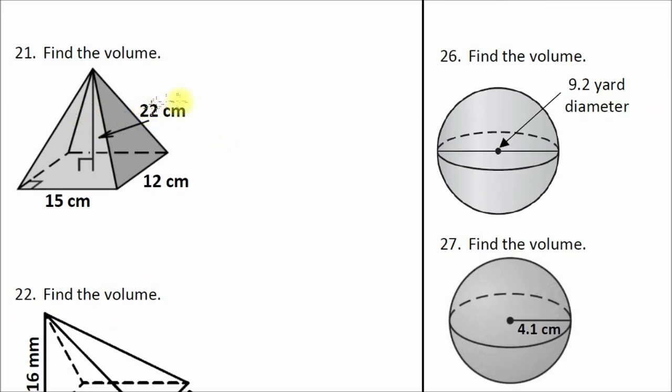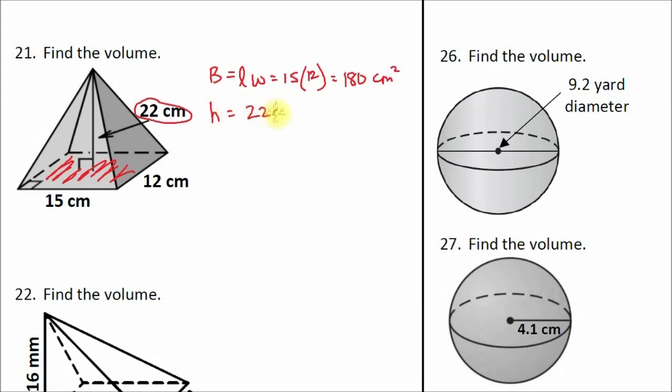All right, they gave us the height, so I'm going to go ahead and shade the base, circle the height. Finding the volume of the pyramid. This particular pyramid has a rectangular base, so that's going to be length times width, which is 15 times 12. And 15 times 12 is 180. And our unit of measure again is centimeters, so area is centimeters squared. Our height, we circled that, is 22 centimeters.